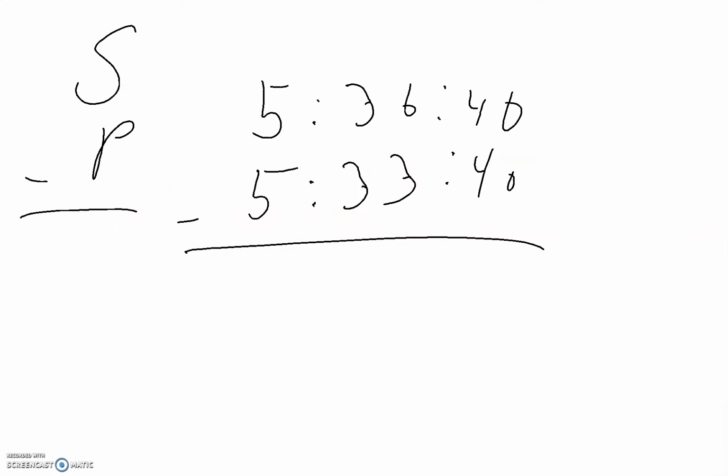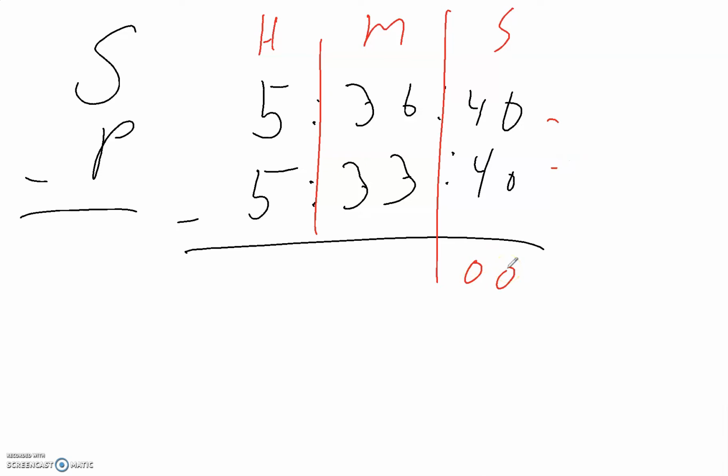Okay, so now I've gone to some scrap paper on my computer, and I'm going to do a quick run through of the math. This should be easy. Again, we have our 3 sections, hours, minutes, and seconds, and we're subtracting S minus P, right? S is always going to be a larger number, so subtract P from S. So back to our location A. 40 minus 40 is going to give me 0 seconds. 36 minus 33 is going to give me 3 minutes. And 5 minus 5 is going to give me 0 hours. Okay, so that's the math.